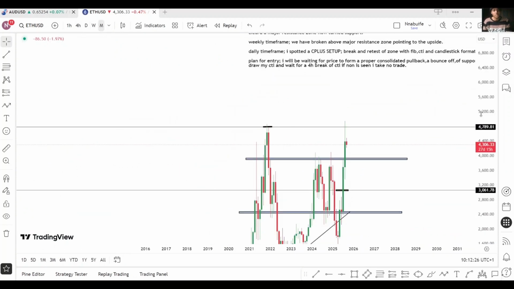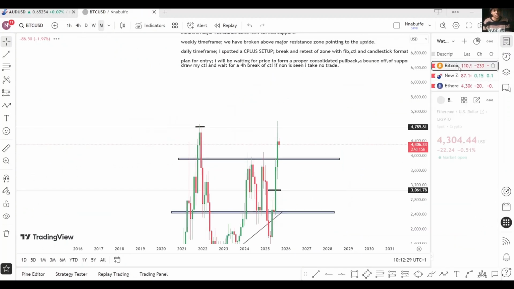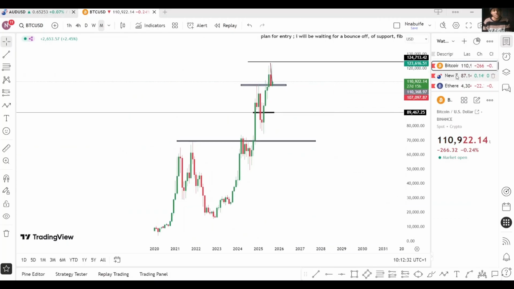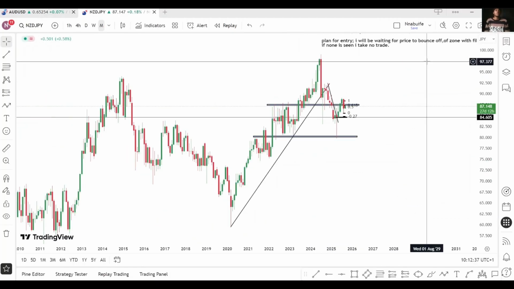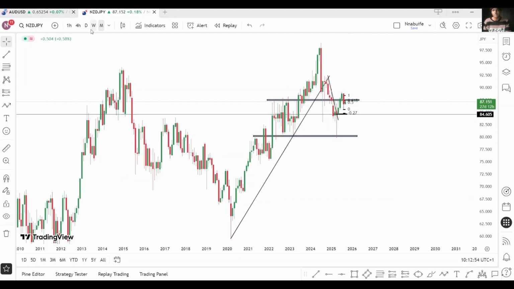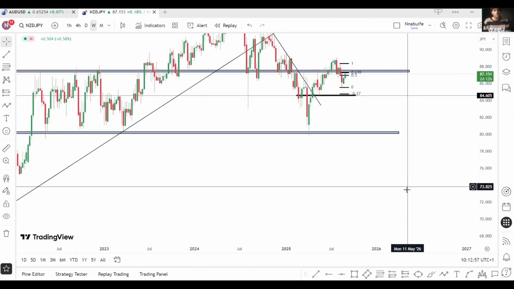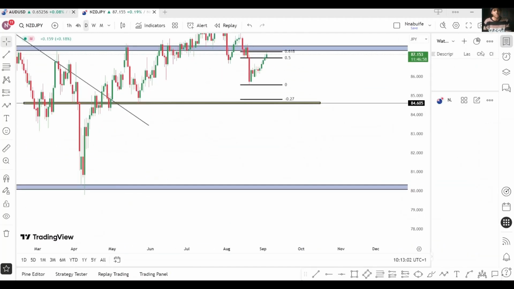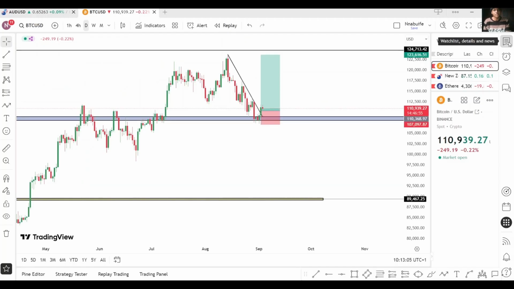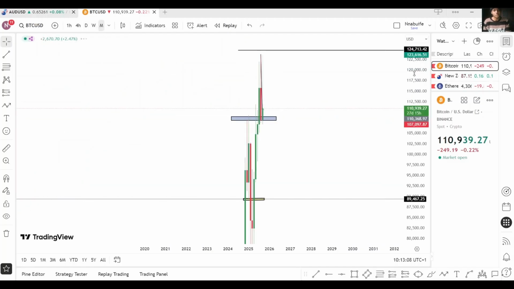So for this week, I'm only looking at Bitcoin and NZD JPY. Maybe in my next video, I will go over some other pairs that are looking interesting at the moment. So NZD JPY sell to the downside, Bitcoin buy to the upside, and that is it for this week.